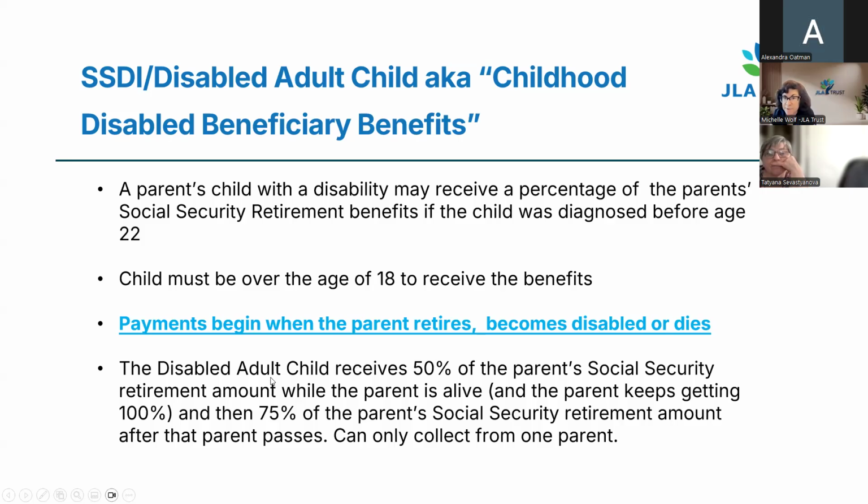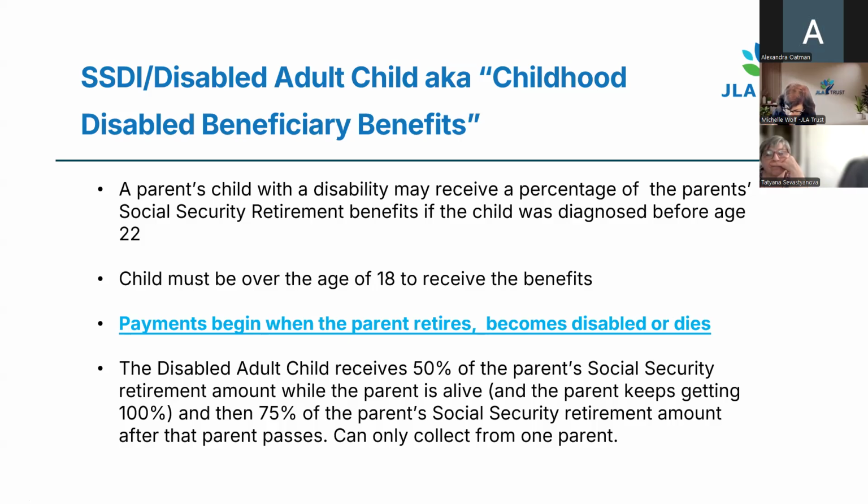And so the disabled adult child will get 50% of the parent's Social Security while the parent is alive, and the parent keeps getting his or her 100%. And then after the parent sadly passes away, that adult disabled child will get 75% of the parent's Social Security retirement. You can only collect from one parent, and it doesn't matter if parents are divorced.